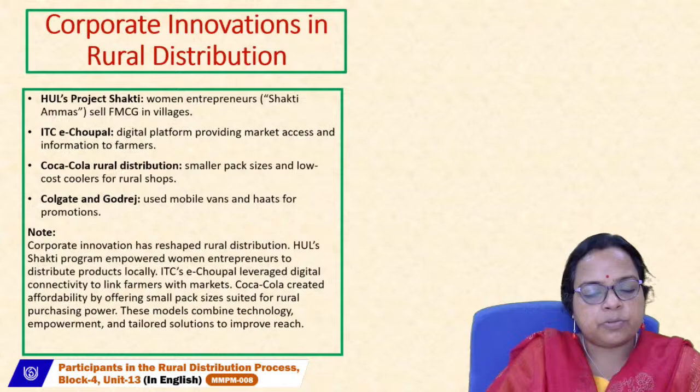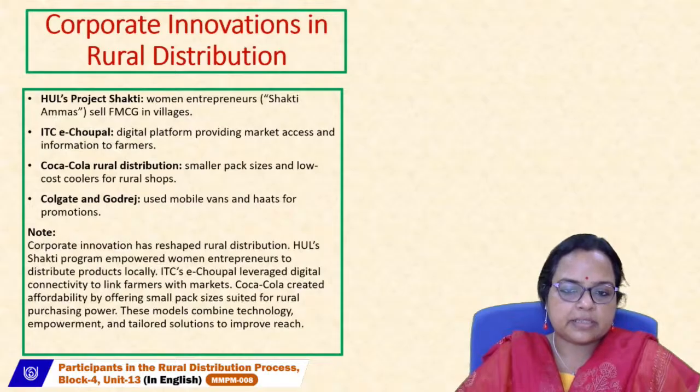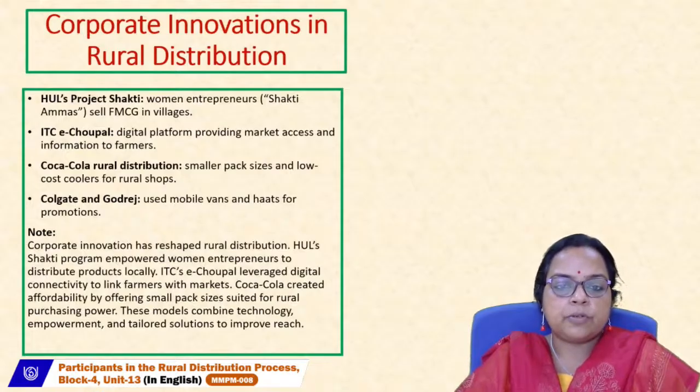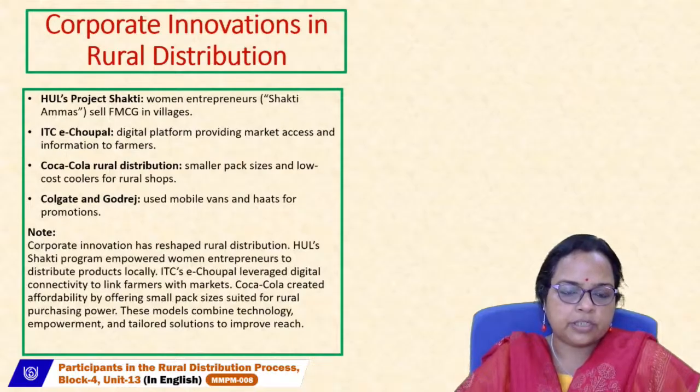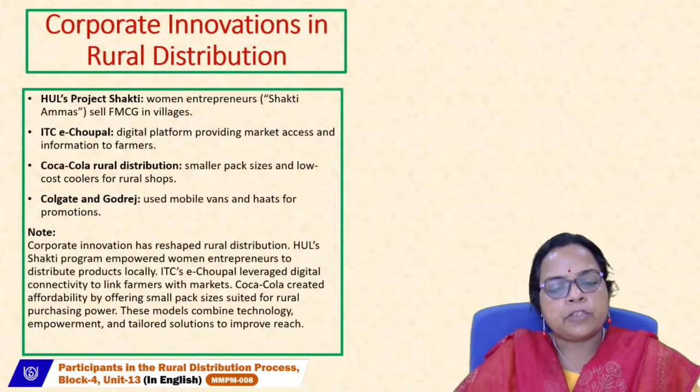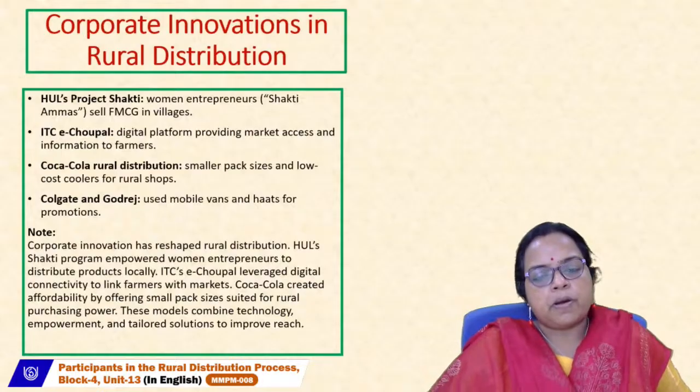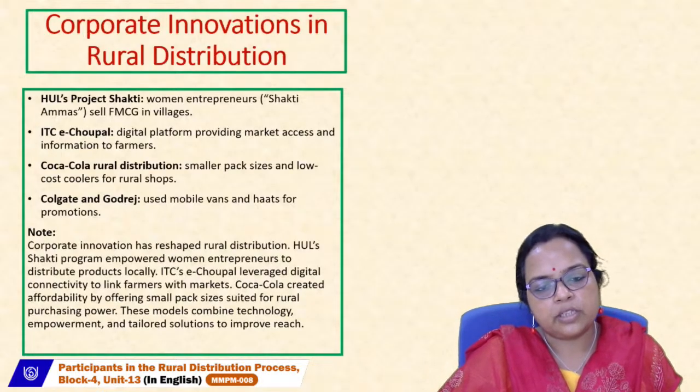Likewise, there is another project by ITC, eChopal, a digital platform providing market access and information to farmers. When the farmers come there or use the eChopal for their regular problems, they are able to get connected with the company and sell their product to them also. Then the third one is Coca-Cola rural distribution. Coca-Cola has introduced smaller pack sizes and low cost coolers for rural shops. Smaller pack size because, as we understood in previous units, the purchasing power of the rural belt is a little lower than the urban belt.